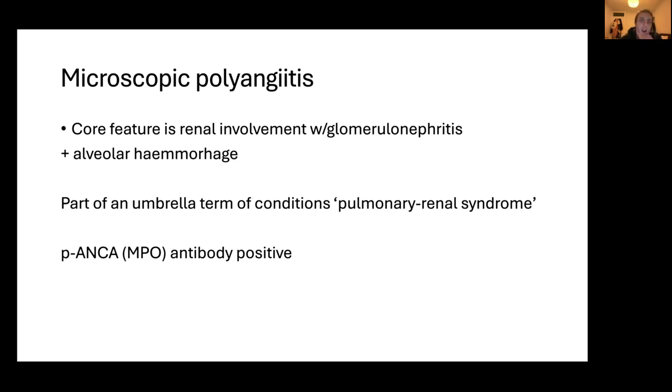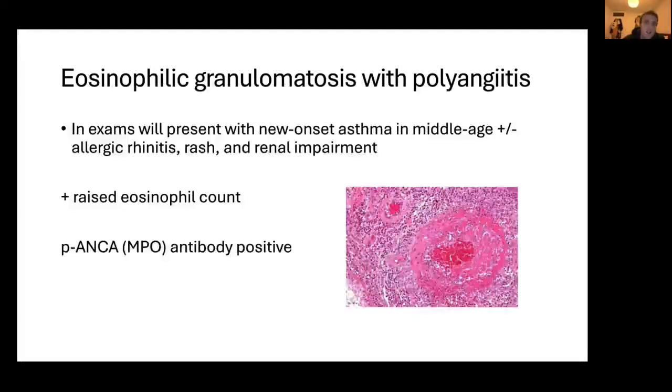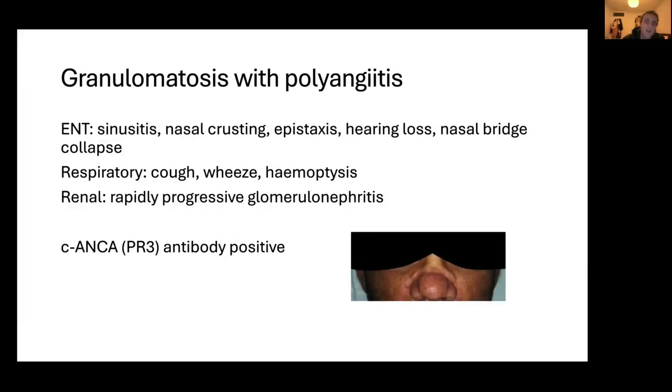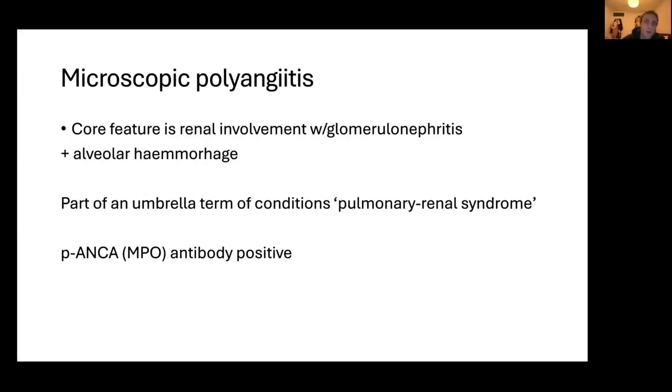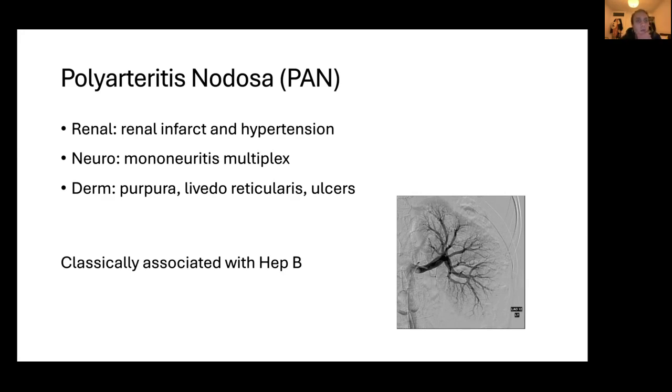Now, a quick way to remember all three of these is they've all got polyangiitis in their name. So the three major small vessel vasculitides that you need to remember all have polyangiitis in their name. So that can help. Now we'll move on to some medium vessel vasculitis. I'm aware it's getting on a bit. One of the ones you need to remember is polyarteritis nodosa, so PAN.